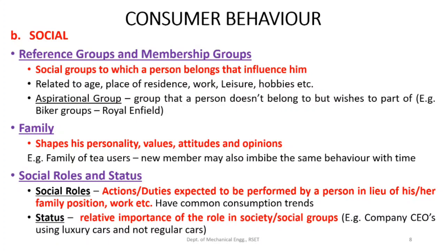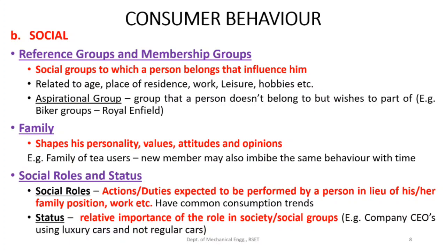There is another kind of group called an aspirational group. It is a kind of group that a person doesn't belong to but wishes to be part of. An example would be a person who currently doesn't own any kind of two-wheeler but would like to be part of biker groups in the future. Such groups, which one has a slight tendency to be part of or wishes to be part of but isn't actually a member of, are what we refer to as aspiration groups.